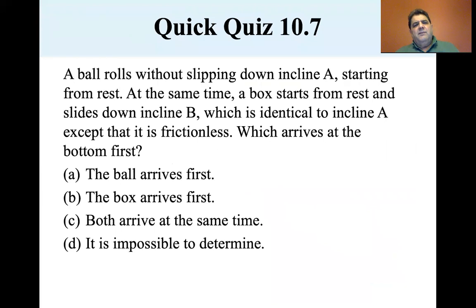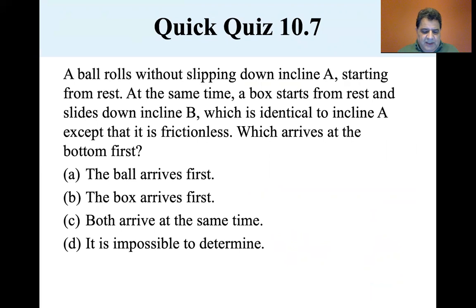Okay, let's look at a ball that rolls without slipping down the incline, starting from rest. At the same time, a box starts from rest and slides down the incline, which is identical to incline A, except that it is frictionless. Which arrives at the bottom first? The ball, the box, both arrive at the same time, or it's impossible to determine?